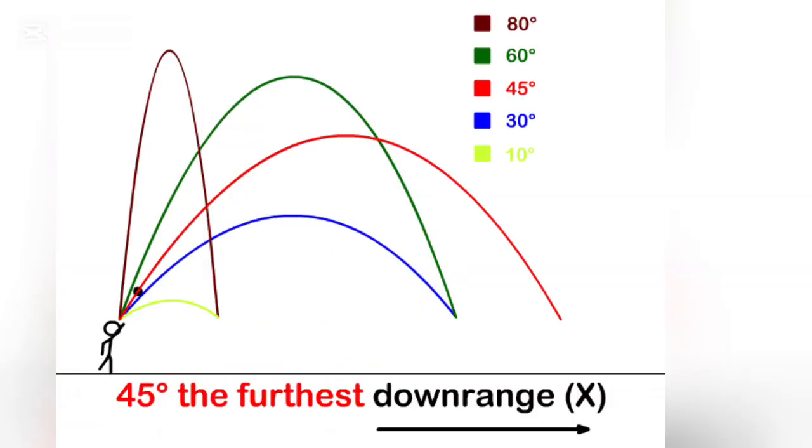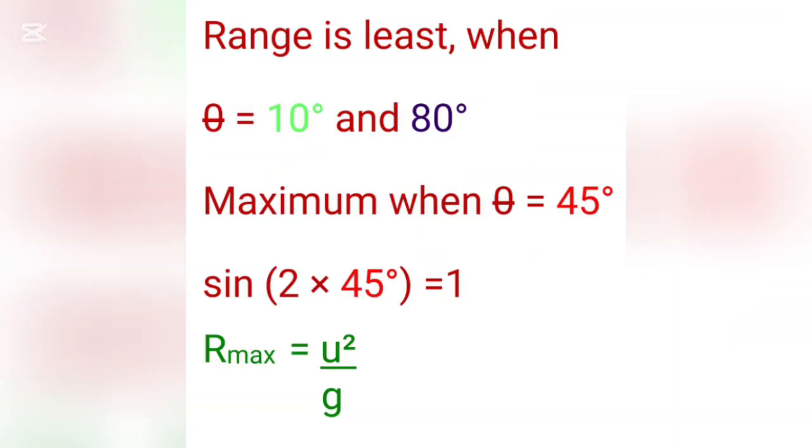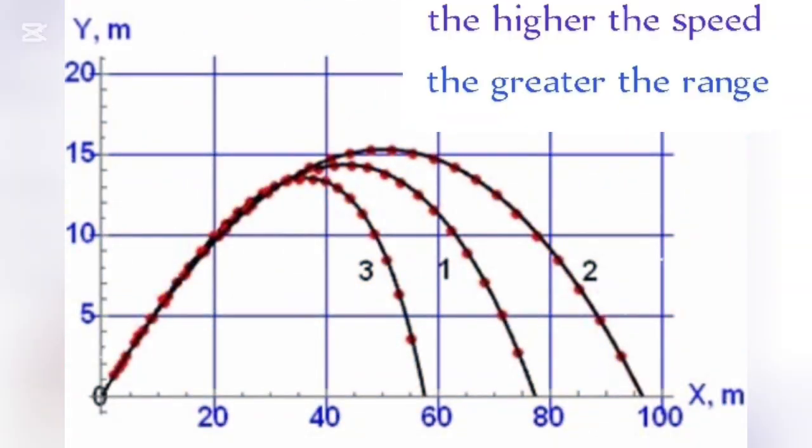From the diagram, the range is least when theta is 10 degrees and 80 degrees, but maximum when theta is 45 degrees. Since sin 2 times 45 degrees is equal to 1, range maximum is equal to u square over g. The speed of projection: the higher the speed, the greater the range.